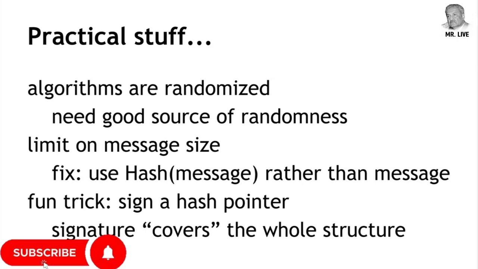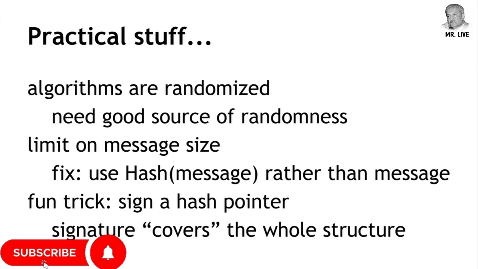In practice, there's a limit on the message size that you're able to sign because real schemes are going to operate on bit strings of limited length. The fix to that is simply to use the hash of the message rather than the message itself. That way the message can be really big, but the hash will be only 256 bits. And because hash functions are collision-free, it's safe to use the hash of the message as the input to the digital signature scheme rather than the message.